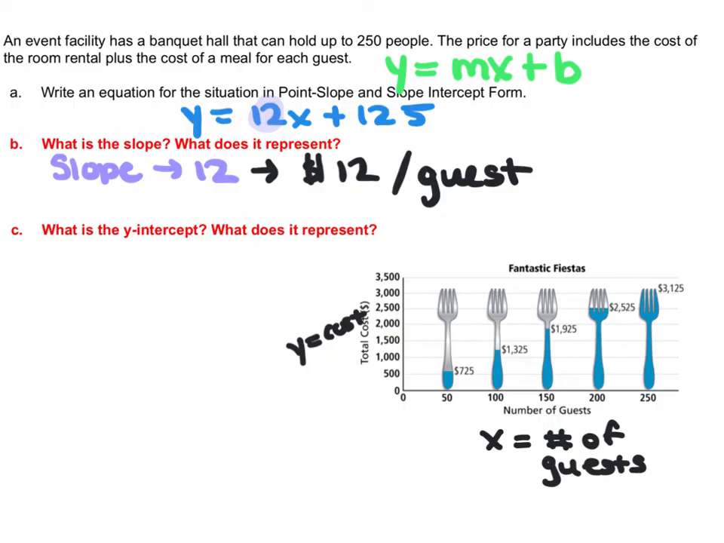And lastly, for this part, it asks what is the y-intercept of the problem. So the y-intercept is the b value, which in this case is 125. So our y-intercept is $125, and that represents the initial cost of the room with no guests.